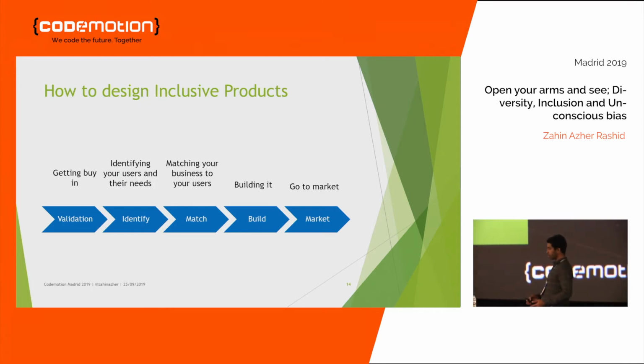Since we have talked about inclusion, we should also talk about how to build and design inclusive products. The first phase is getting buy-in. You meet your employees, you meet your stakeholders, you present your idea, and then you get feedback and input from them and do the validation. Once you have done that, the second phase is you identify the customers and the users and their needs. We don't want to end up in a situation where we build something and then it is not being used by our end users.